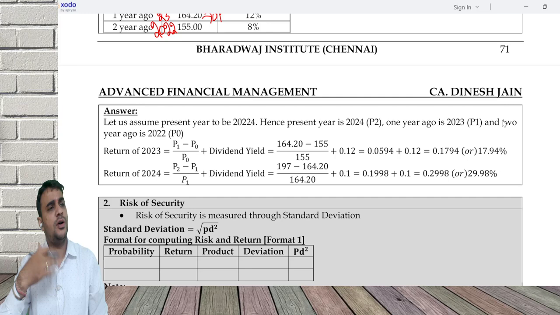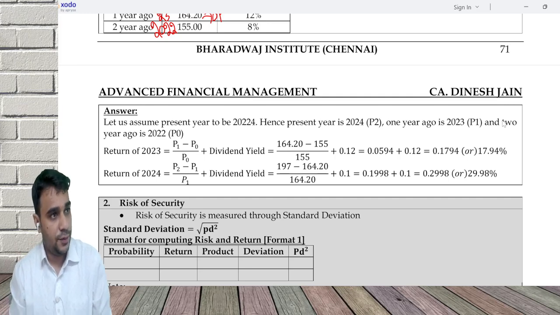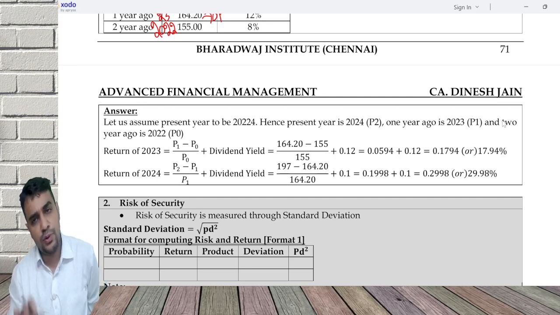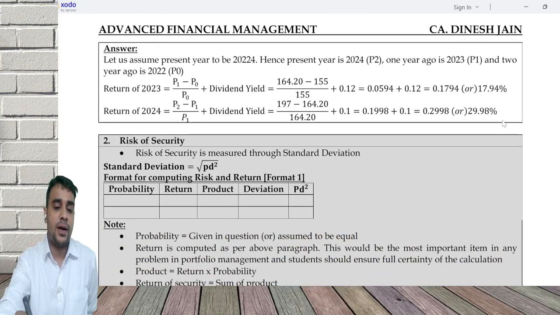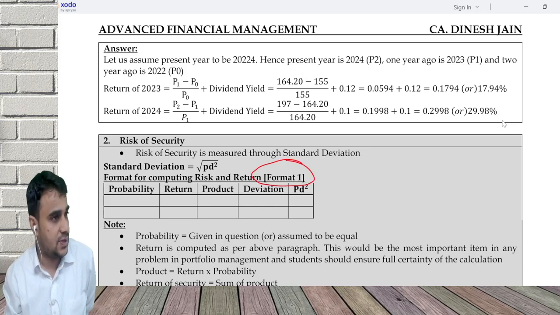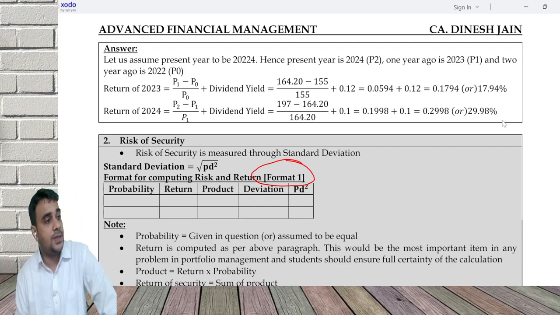Okay, assuming you are able to calculate the return properly. If you're able to calculate the return properly, we'll do questions on this in some time. This is our format one, which you need to remember. When I say remember, basically I'll be using this extensively. Return, probability, product, deviation, PD square.